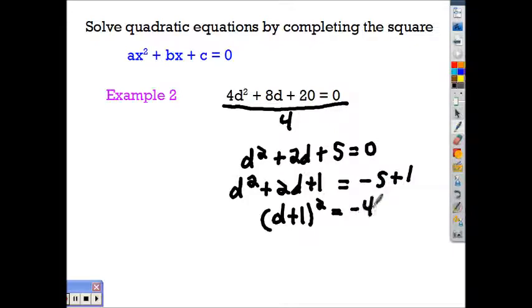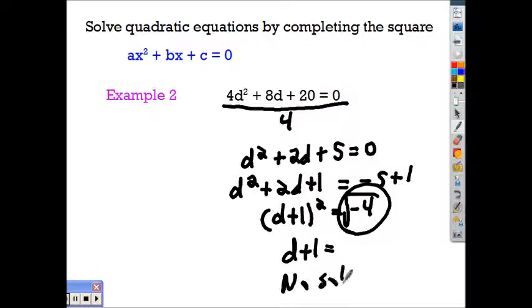When I go to take the square root of both sides, I will get d plus 1 equals the square root of negative 4, which does not exist. Remember, you cannot take the square root of a negative number. So the solution to this quadratic equation is no solution. And that's what I would write.